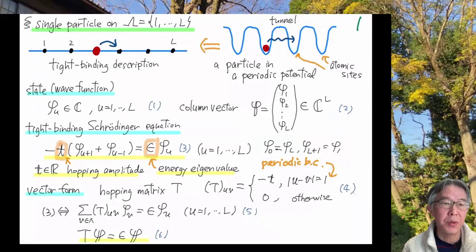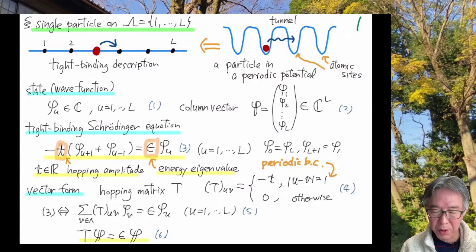So consider, first of all, a single particle that lives on this discrete chain. In this case, our electron lives at one of these lattice sites, and from time to time it hops to neighboring sites. But what we have in mind is something like this. This is the simplest model of a solid or crystal.